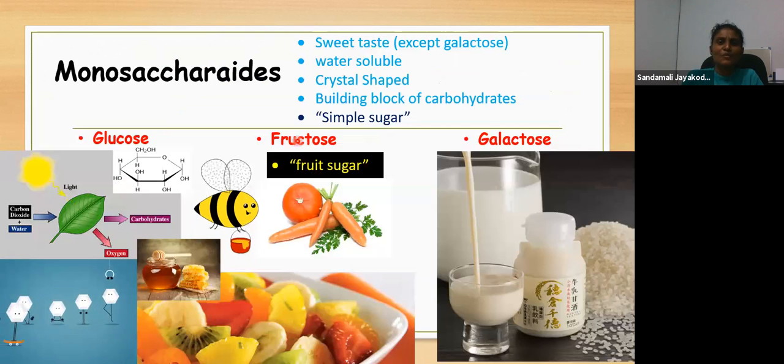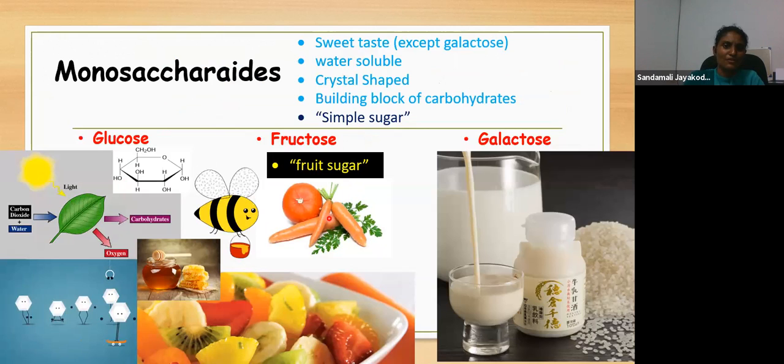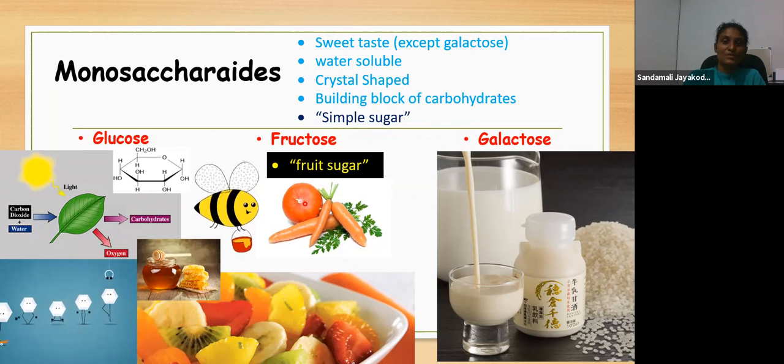So here, as an important thing, since this is the simple structure, we call these monosaccharides simple sugar. And fructose is named fruit sugar because it is mainly found in fruits. Otherwise, it can be found in honey and different sweet tasting vegetables like pumpkin and carrot. And here, I have mentioned bee honey.